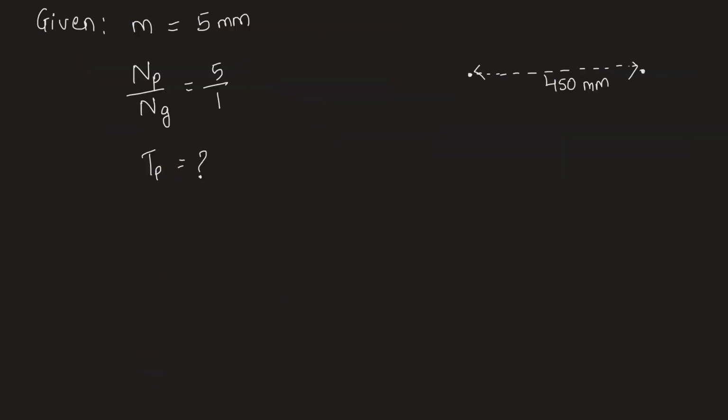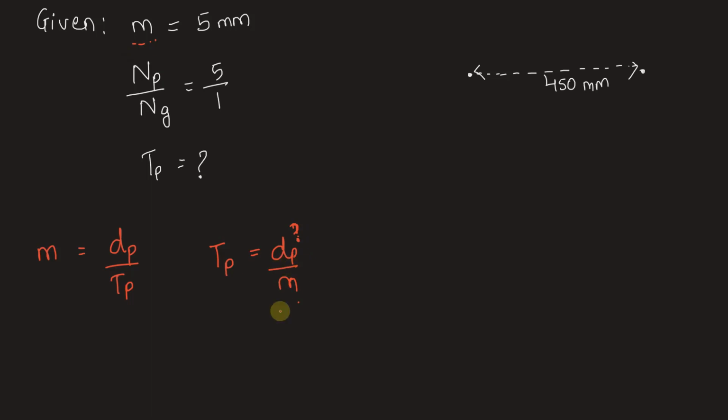Now Tp can be found out using the formula for module, which is called the unit size of the gear. Unit size of the gear is defined as diameter of the gear divided by teeth of the gear. In this case we are writing for pinion, so diameter of the pinion divided by teeth of the pinion. We need to calculate teeth of the pinion. We can rearrange: teeth of the pinion is equal to diameter of the pinion by unit size or module. But we don't know Dp, that is diameter of the pinion.